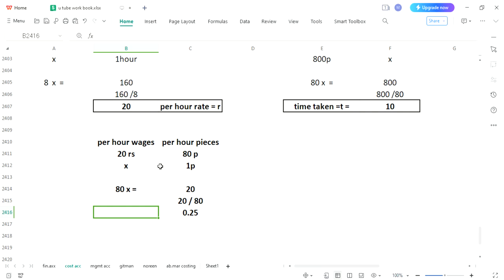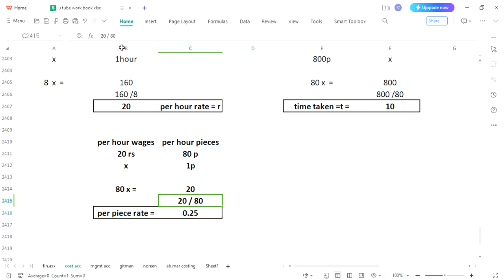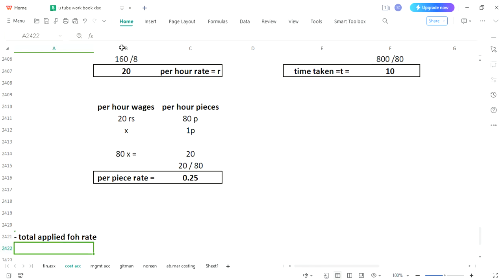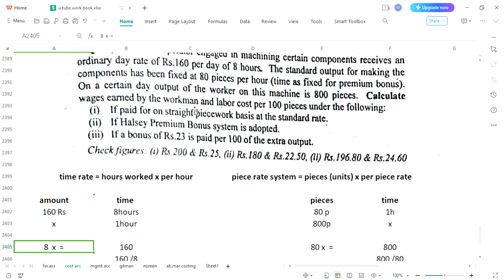Now the question was, for 80 pieces we received 20 rupees. For one piece, how much amount would be received? So for a single piece, the amount would be the per piece rate. So we have all our standards set, and after this we can follow the requirements easily because the calculations have already been made. So let's see what our first requirement is. Under this requirement it has been set: straight piecework rate system.